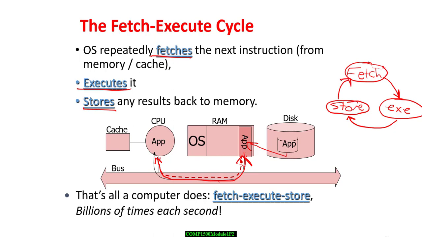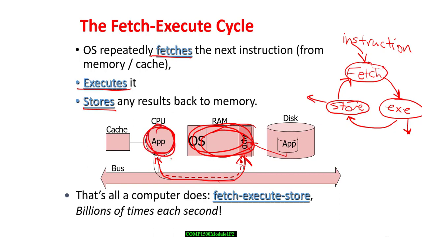Fetch what, execute what, and store what? Fetch the instruction, execute the instruction, store the result. Fetch the instruction from where? Fetch the instruction from the memory. Get the instruction from the memory. Execute the result inside the CPU and store back the result into the memory once more.